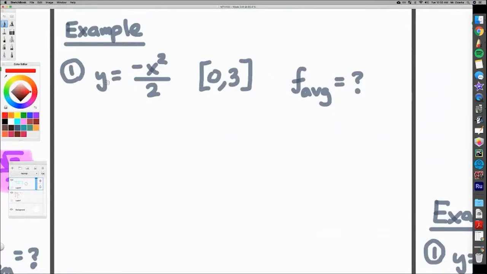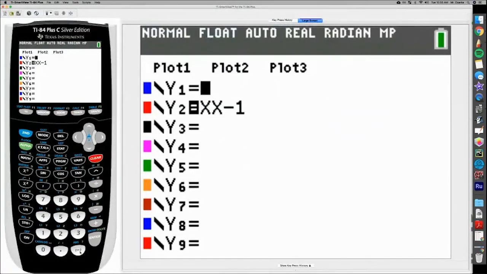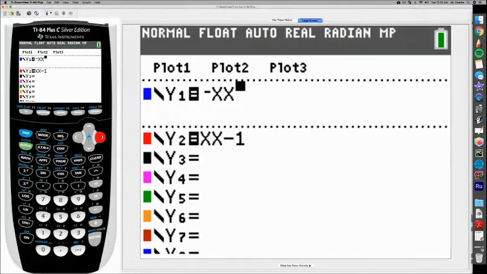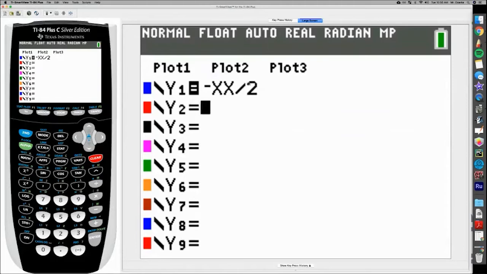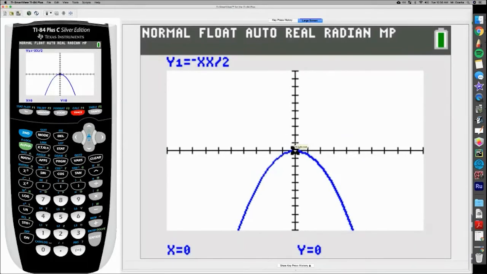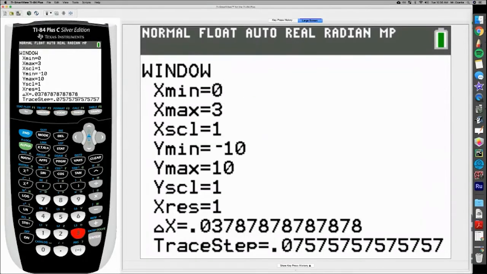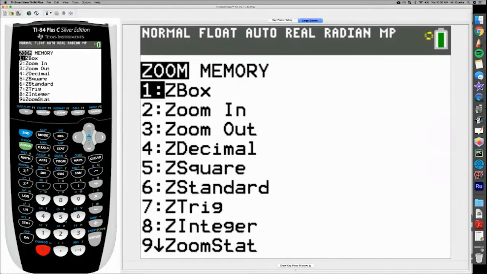It says, what is the average value of f, I should say y because this is a y, but it doesn't matter, from this equation from 0 to 3. If we're going to graph this, which you really don't have to do, I'm just going to do it for fun. It was negative x squared over 2. These are all in just one function, so you never need a second function. And if we graph that, oh, it's negative. That's fun. I'm going to set the window so it fits to the screen. You don't have to worry about the graph of this.